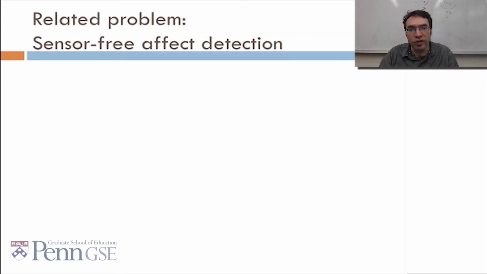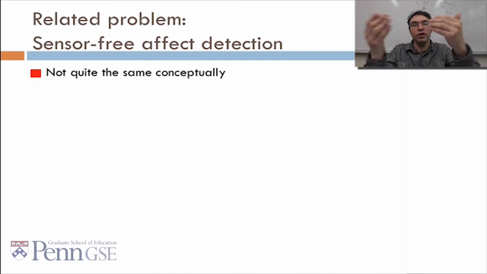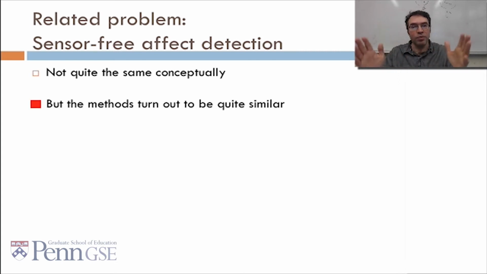There are a lot of problems related to behavior detection. One of them is sensor-free affect detection, detecting affect, emotions, and context solely from students' interactions with the learning system and no physiological sensors. Now, this is not quite the same as behavior detection conceptually, because in behavior detection, you're trying to infer something that's directly visible in the logs, whereas with affect detection, the student's boredom or frustration is not directly visible in the logs, but it's visible indirectly from their behavior. The methods turn out to be quite similar. It's the same kind of things that you use to develop these models, and we'll talk about this through the week.